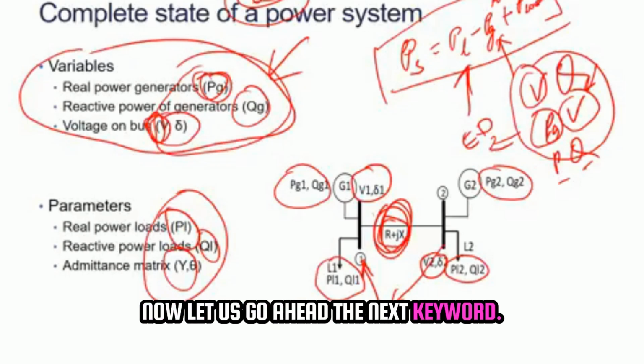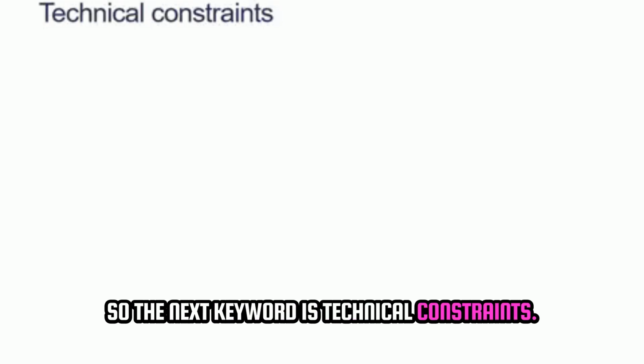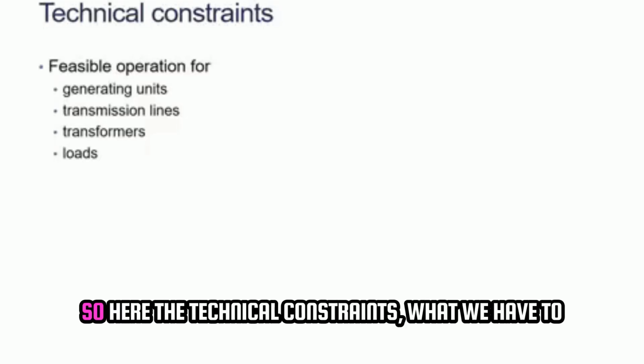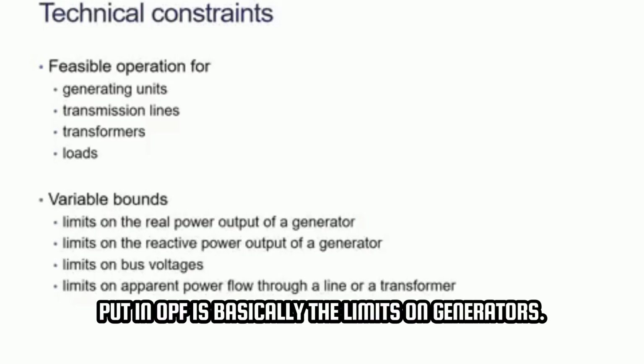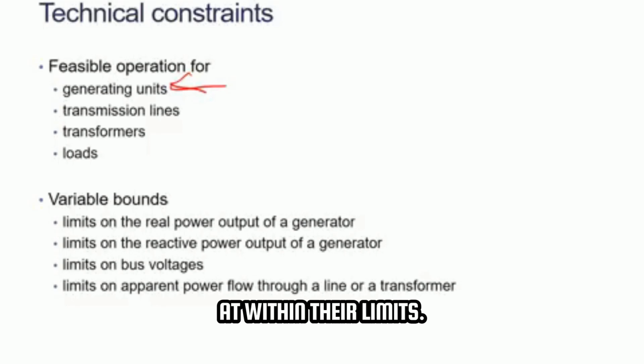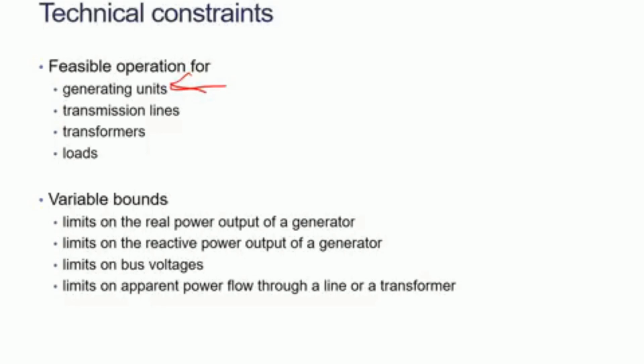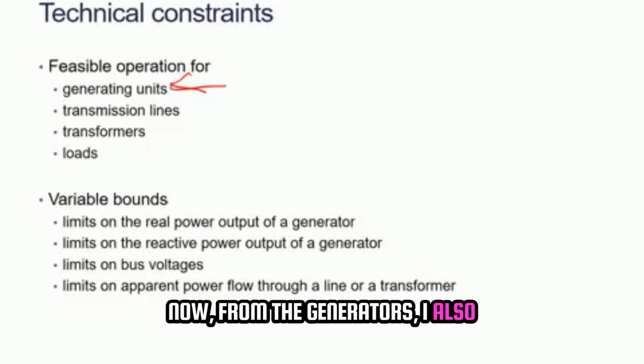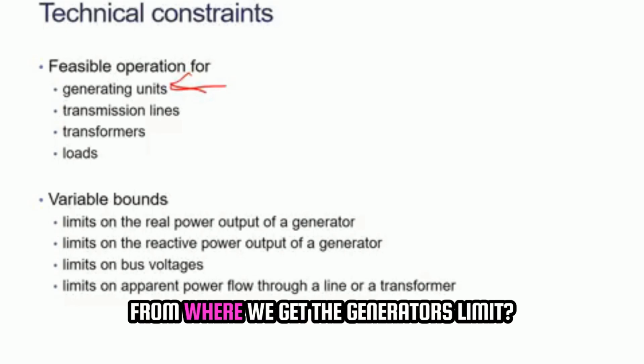The next keyword is technical constraints. So the technical constraints that we have to put in OPF are basically the limits on generators, because we want the generators to operate within their limits.